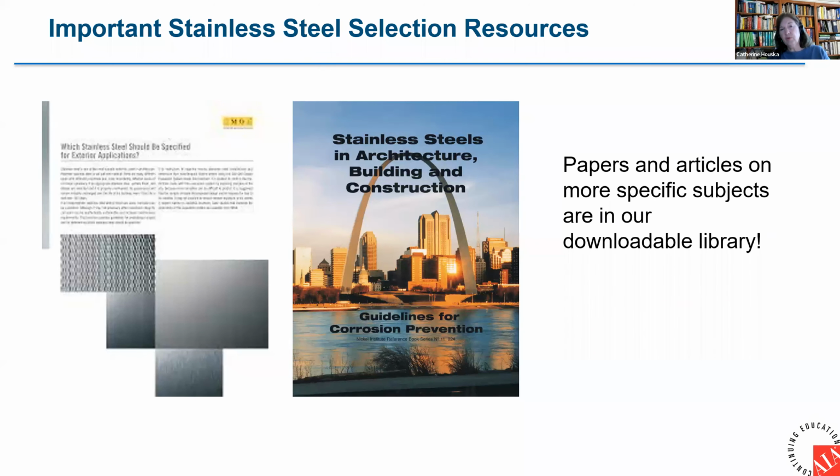The Nickel Institute brochure, Guidelines for Corrosion Prevention, goes into more depth on some of these same topics, as well as talking about some of the different types of corrosion, like galvanic corrosion, in terms that are intended for the non-metallurgist. Additionally, we have both papers and articles that are specific to topics like coastal and de-icing salt, and immersion in salt in different waters, swimming pools, the different types of environments that you might encounter. And those are all in the library that you can download.